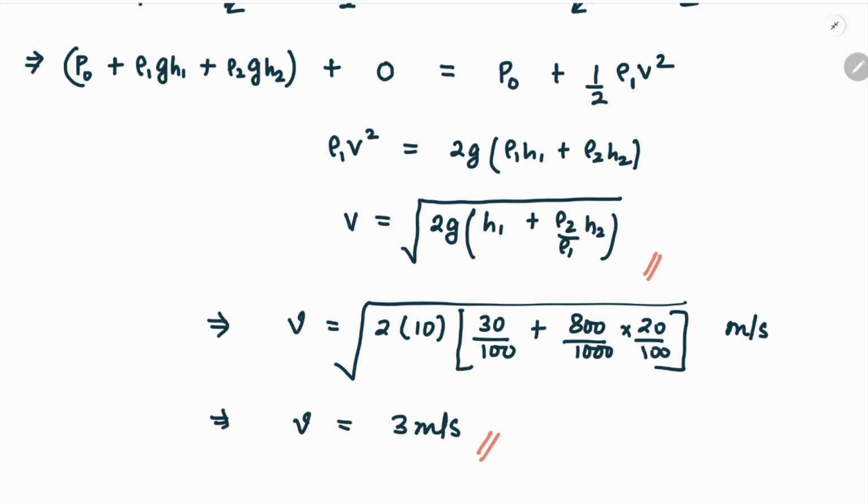So this is the second problem in this series, and it is problem number 1.318 which we solved.